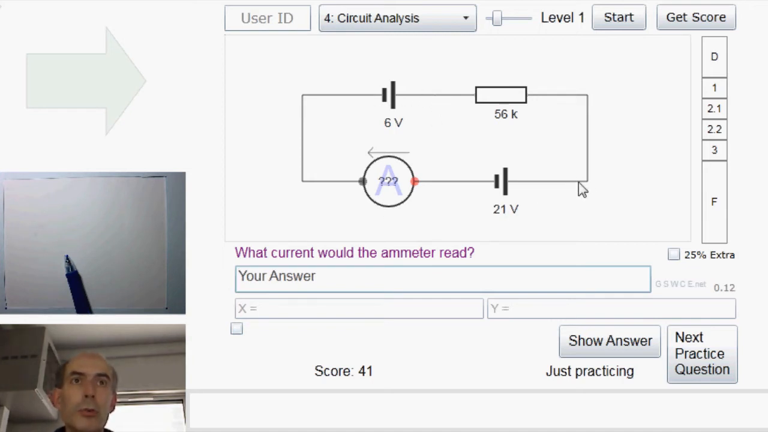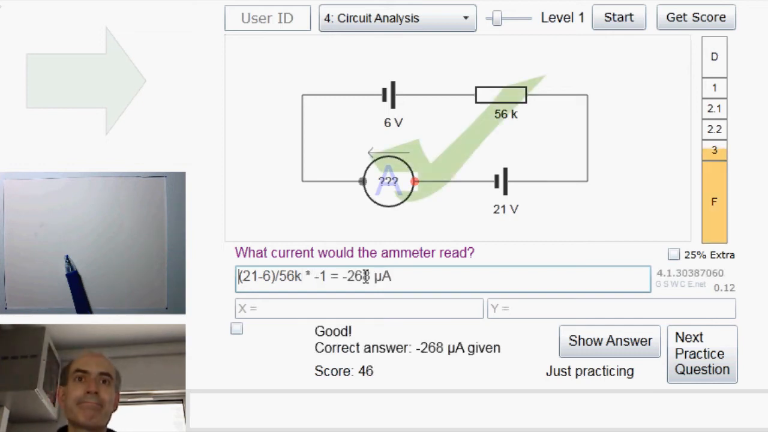And this point here is at 21 volts. We get there going up through a 21 volt voltage source. So the voltage across this resistor would be 21 minus 6 volts. Therefore the current through would be that divided by 56k. This is the higher voltage than this, so the current would be flowing this way, which is in the opposite direction to the arrow on the ammeter. So the ammeter would read a negative current. We have to multiply by -1. Okay, next.